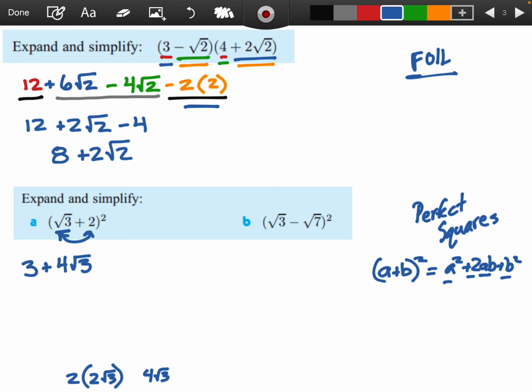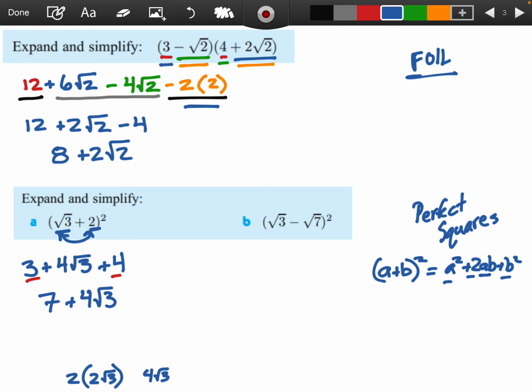And then last but not least, I need to square the third term, which is 4. So that's where I get plus 4. Then collect my like terms. I can put together the 3 and the 4. So that gives me 7 plus 4 root 3. Again, you may prefer FOIL, which is fine. If you prefer FOIL, do FOIL. I'm showing you the shortcut for another way of working.